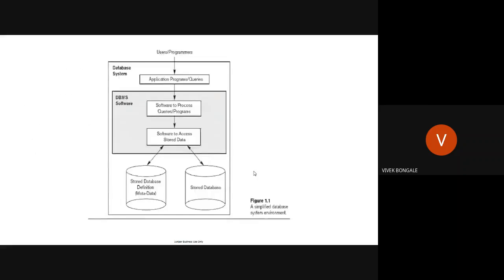This is how the application or user interacts with the database. A user or a programmer will interact with the database in the form of application programs or queries. We have not yet started queries. In upcoming classes, we're going to discuss what a query is and how to write one. So the user or application programmer interacts with the database system with the help of a program called a query. That query is sent as a request to the DBMS software.